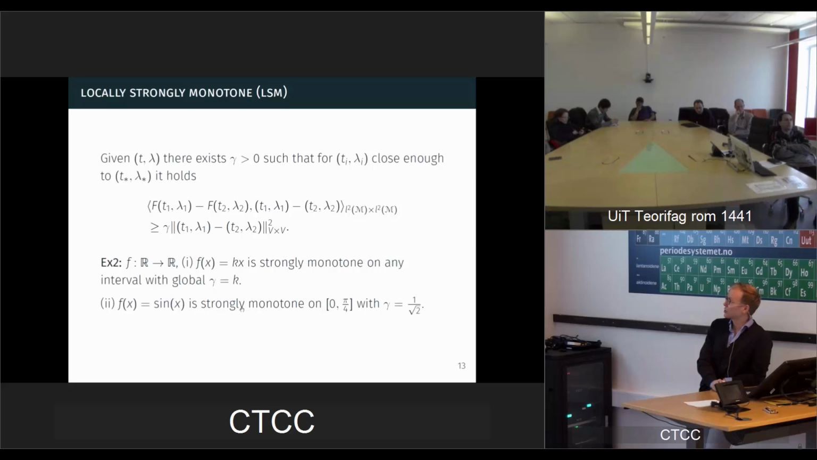And this function is also strongly monotone, but here we might limit the interval. So if you just think of the shape of sine on this interval, you can get a feel of what it means for this function to be strongly monotone. Okay.